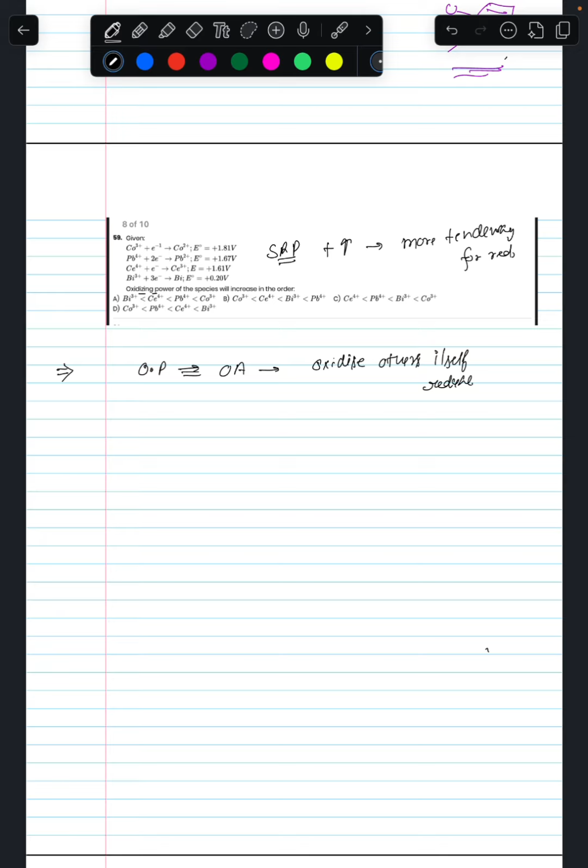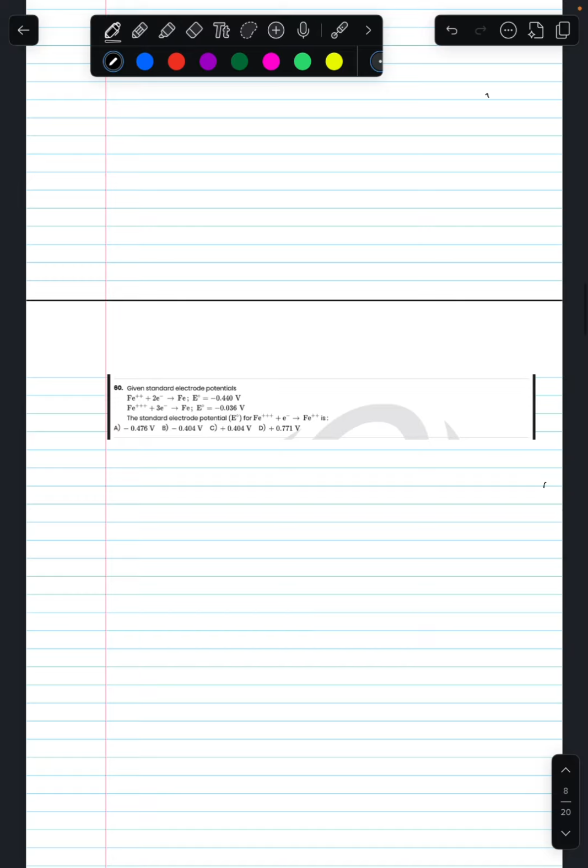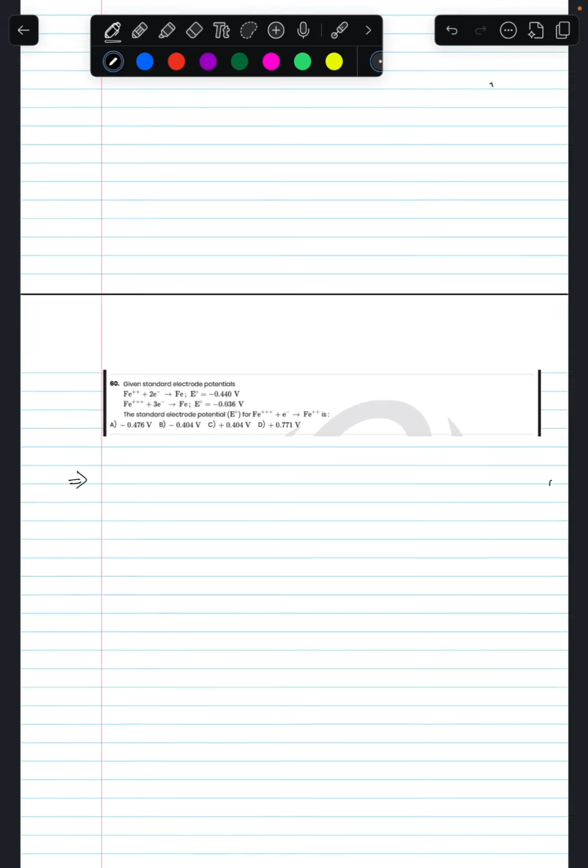So the most positive value here is the first one, then second, then third, then fourth. So Co3+ is a better oxidizing agent than Pb4+, then Ce4+, and then Bi3+. So the correct option is A. Next question is question number 60.